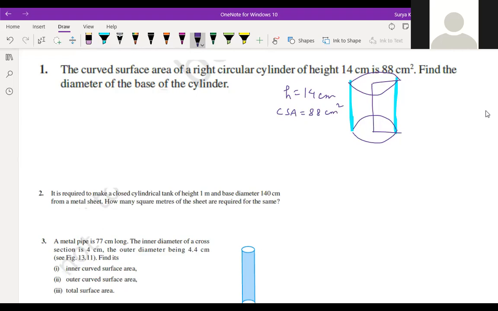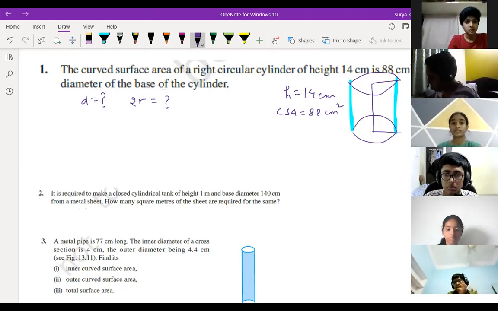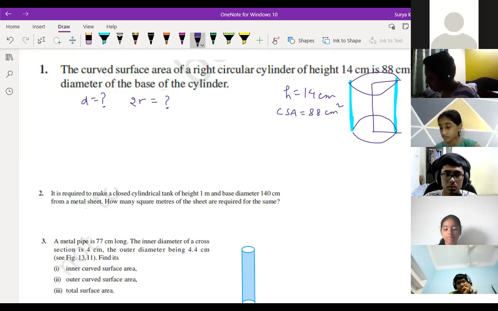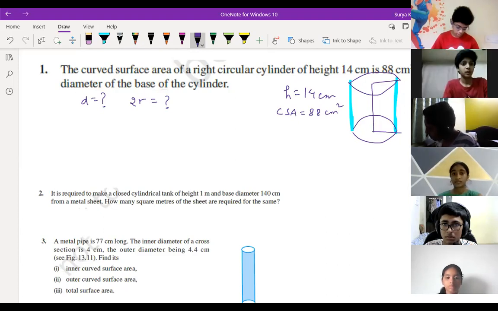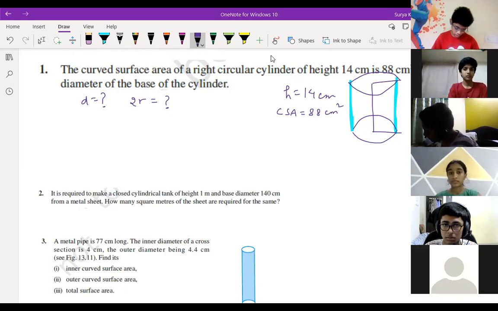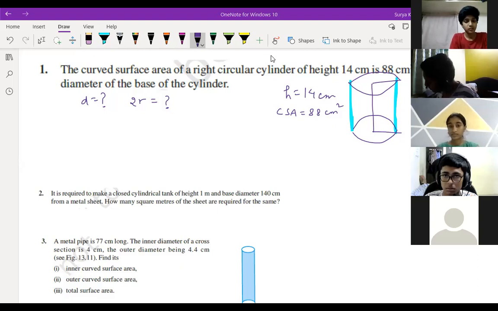Diameter of the base. It means you have to find the diameter, or you can say 2r is equal to what? Correct, children? What they're asking in the question. So the question is, the curved surface area of the cylinder of height 14 centimeter is 88 centimeter square, and here we have to find the diameter of the base. It means only one hint we know, that is CSA of the cylinder. So only one thing we know over here, that is CSA of cylinder. Here, CSA of cylinder is equal to, what should you write for the formula?